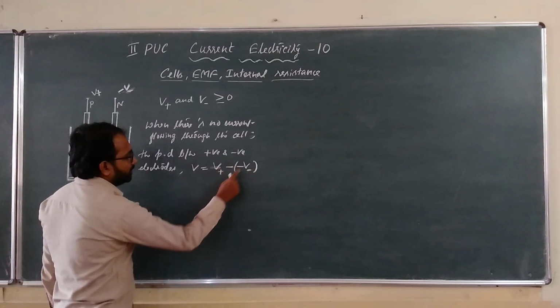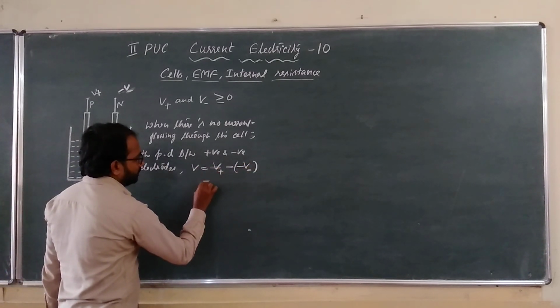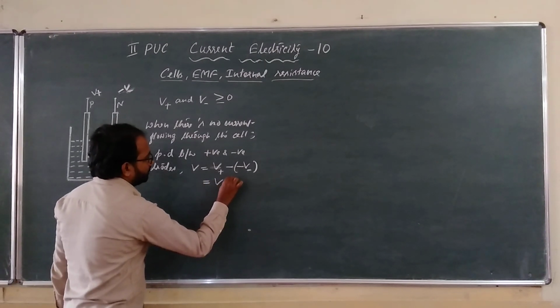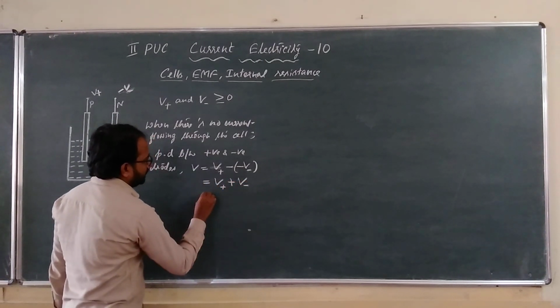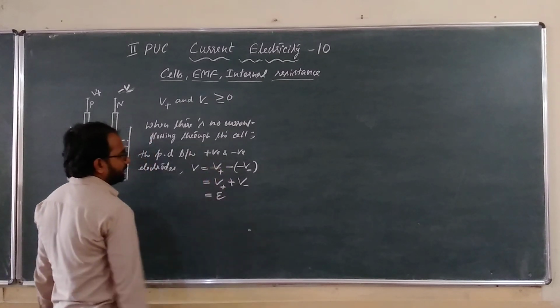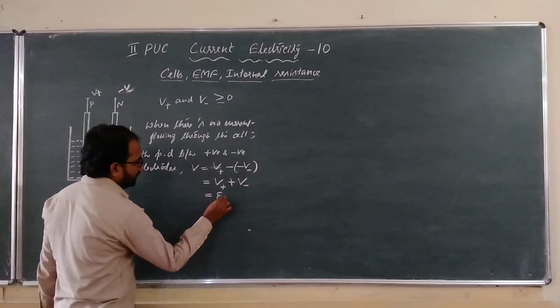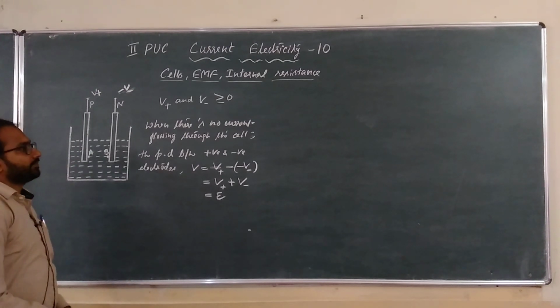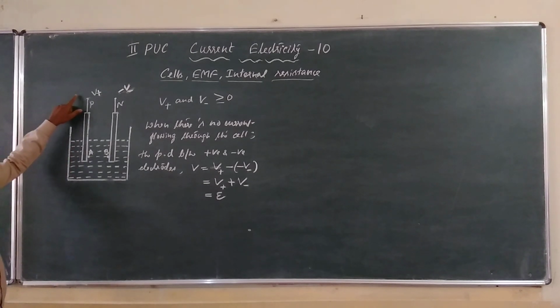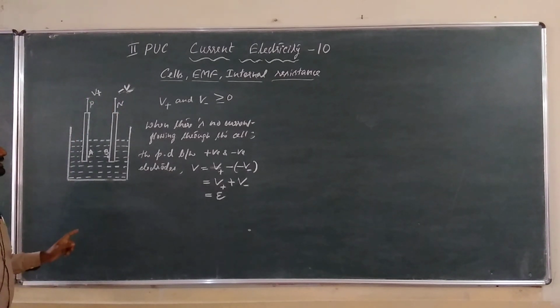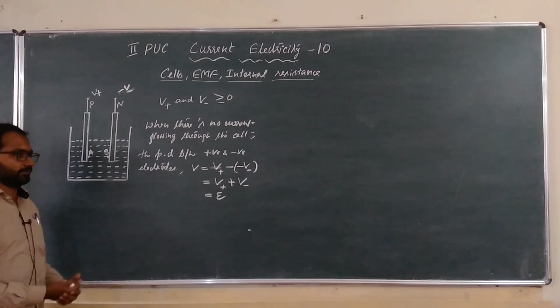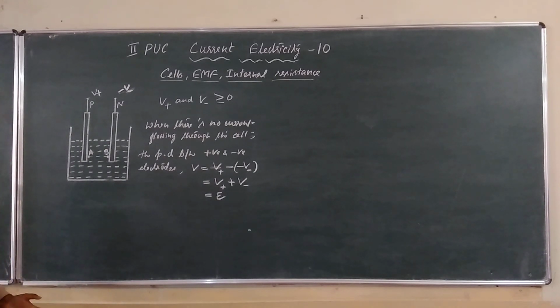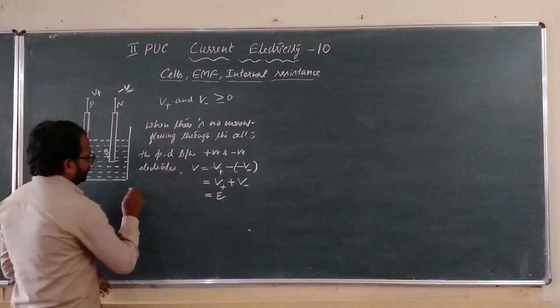Therefore, V plus minus of minus V minus, which is equal to V plus V minus, is called the EMF of the cell. This is the symbol for the EMF. So the EMF of the cell is the potential difference between the two electrodes of the cell when the cell is in an open circuit, meaning when there is no current flowing through the cell.